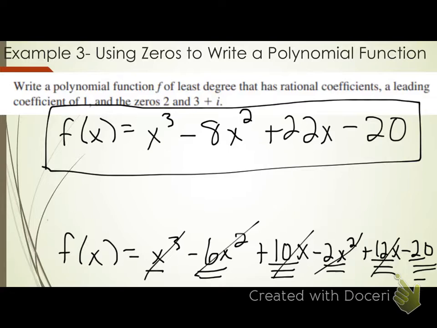This is a polynomial function of least degree, and it has rational coefficients, a leading coefficient of 1, and I know the zeros are 2 and 3 plus i and 3 minus i because I used all those to build my polynomial. So this is my answer. Once again, if y'all have any questions, please make sure you're asking today and tomorrow.